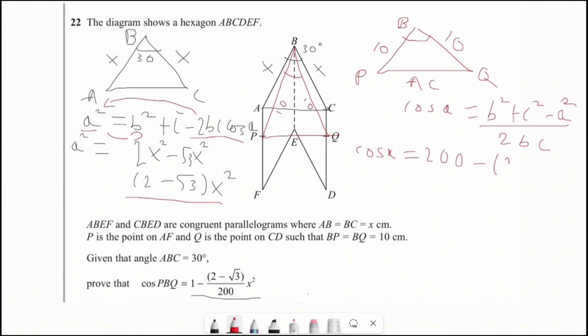So minus 2 minus root 3 x squared. And then we divide all of this by 2bc. Now b and c is 10. 10 times 10 is 100, times by 2 is 200. Okay, and then all we do from here is just simplify.